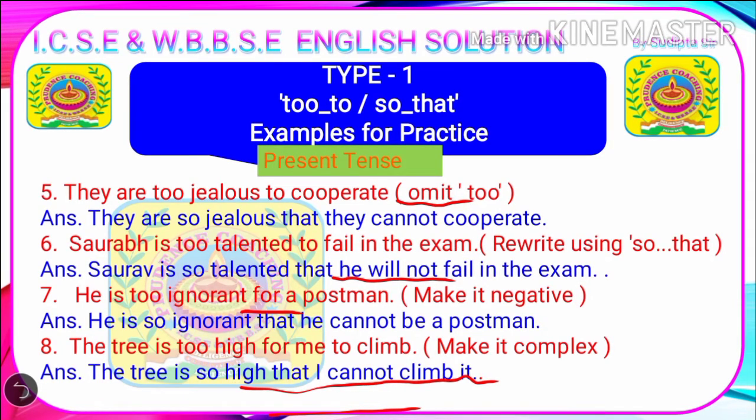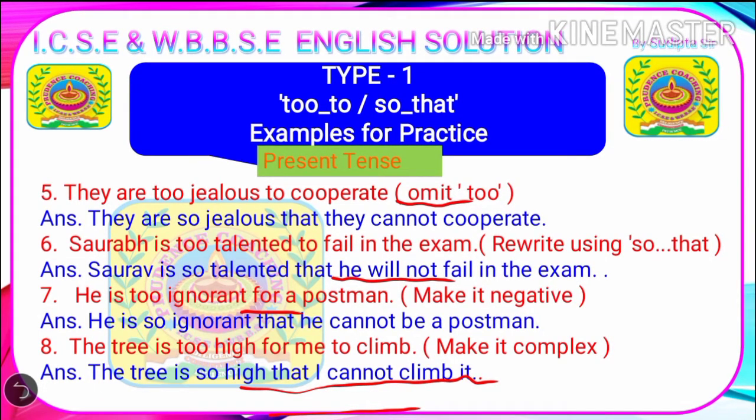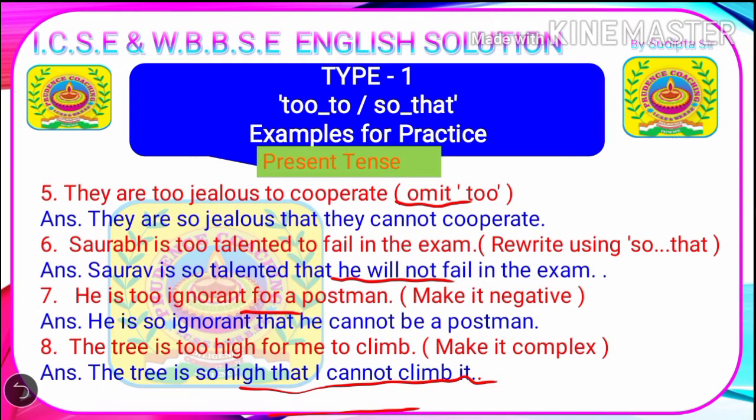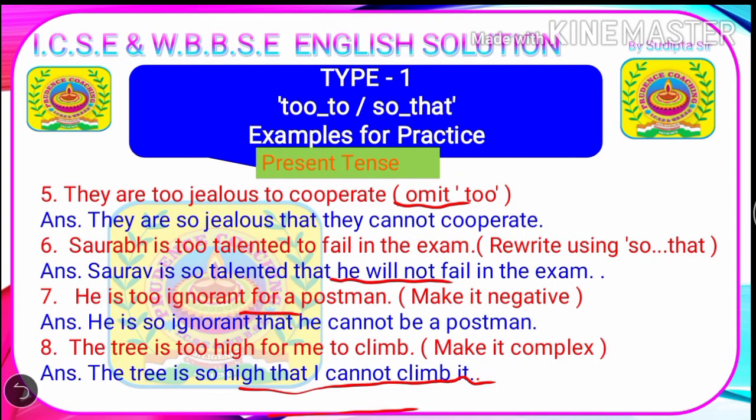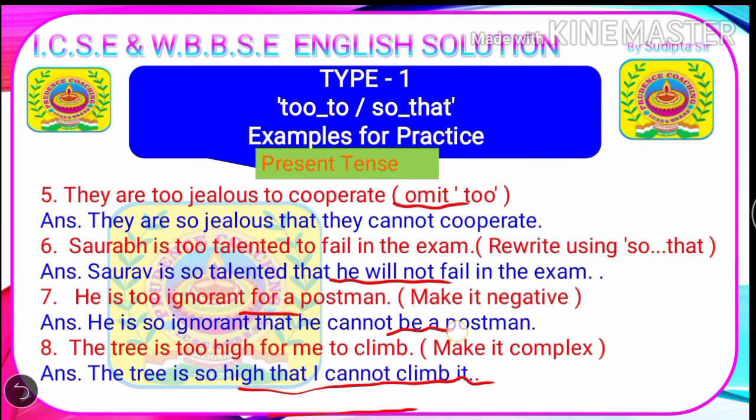Here the answer is will not, because this sentence denotes the future tense. So we'll have to write the answer: Saurabh is so talented that he will not fail in the exam. Number 7. He is too ignorant for a postman. You can see for is used instead of TO2. So the answer is: he is so ignorant that he cannot be a postman.